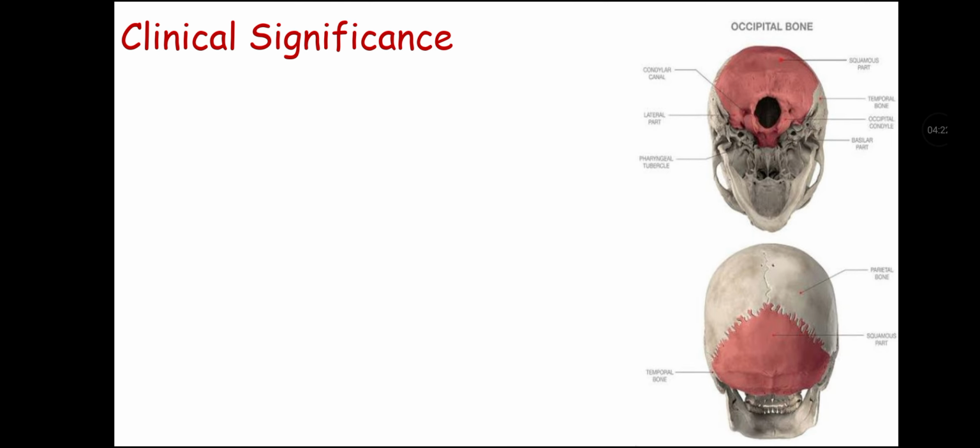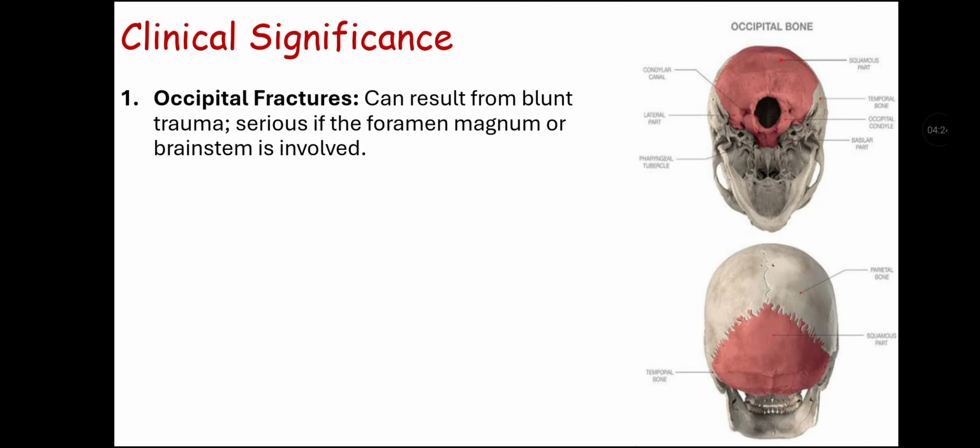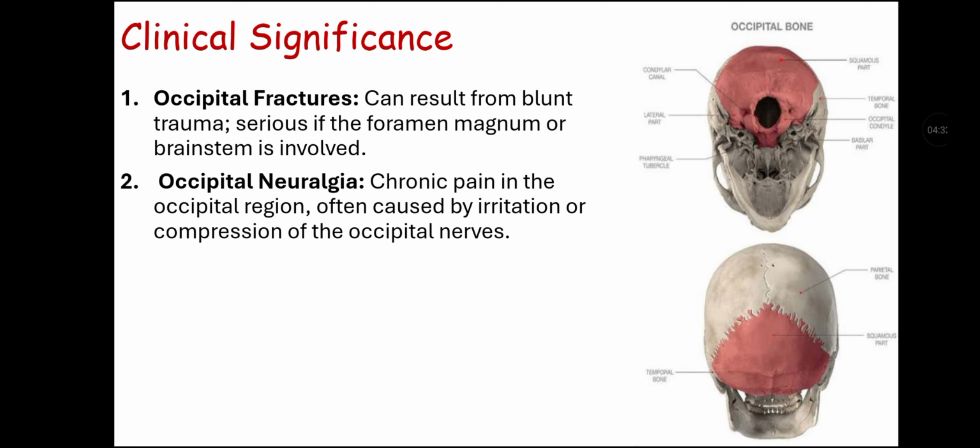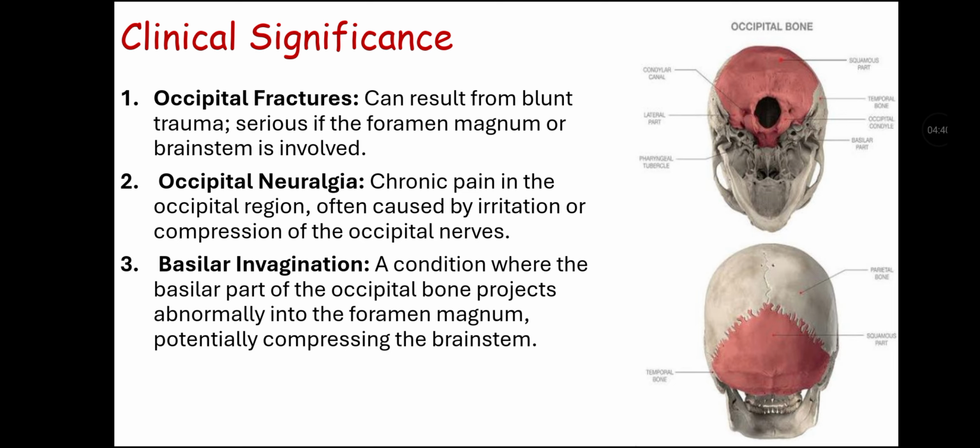Clinical significance of occipital bone. First, occipital fracture. It can result from blunt trauma. It is serious if the foramen magnum or brainstem is involved. Second significance is occipital neuralgia, that is chronic pain in the occipital region, often caused by irritation or compression of occipital nerve.